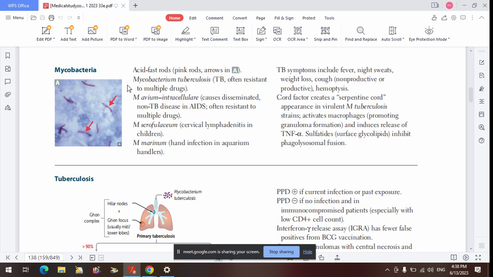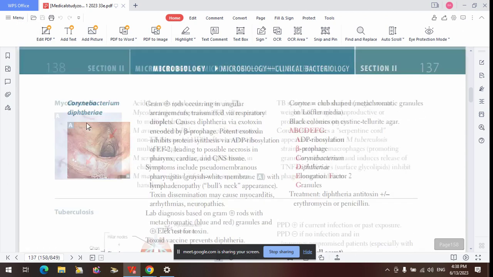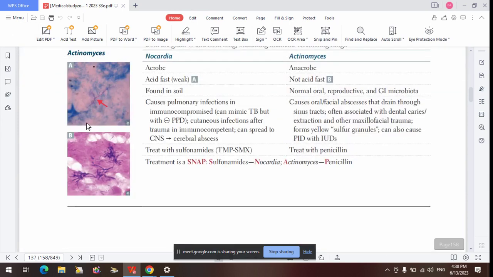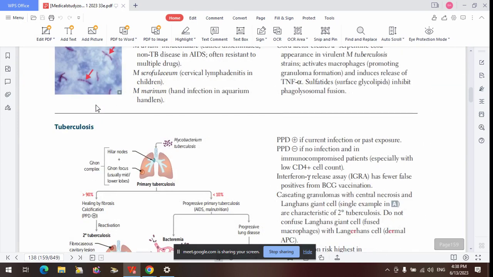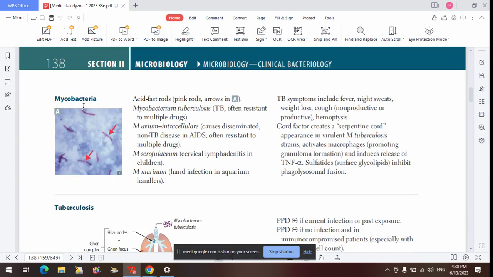So mycobacterium is acid fast. We know they are acid fast rods. This is the way they appear. You can see that this image is also very similar to what we have for our nocardia. You guys can see it's a little similar. You can see the purple with the blue background. Yeah, so this is a Ziehl-Neelsen stain. This is what it looks like.